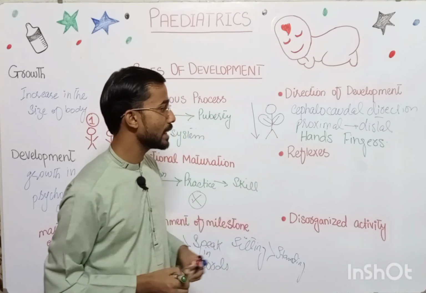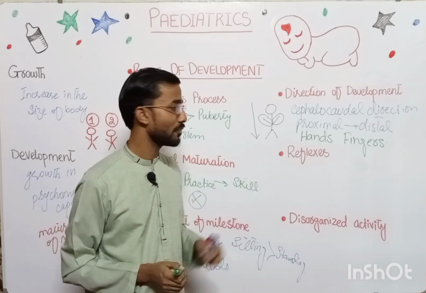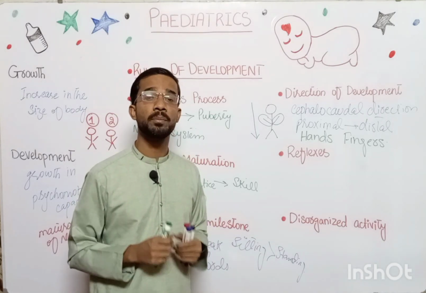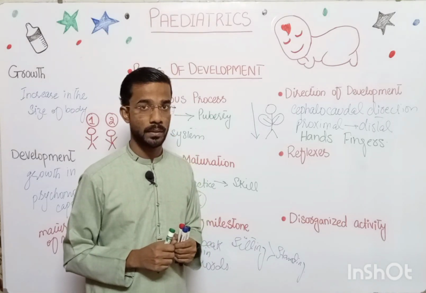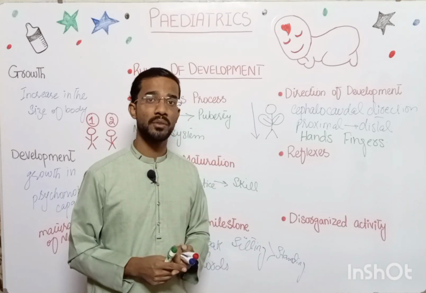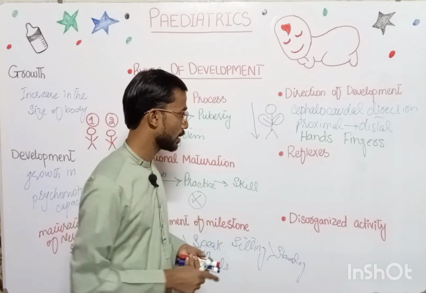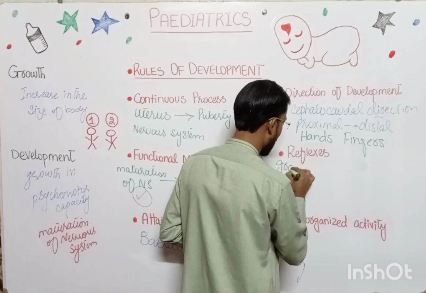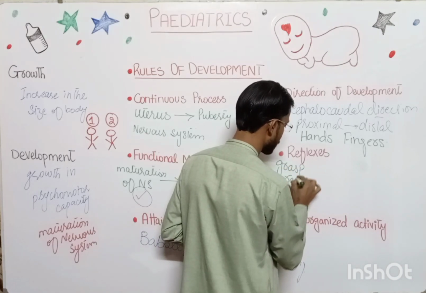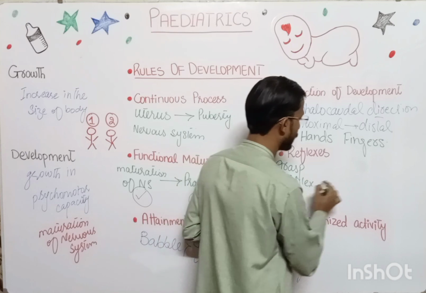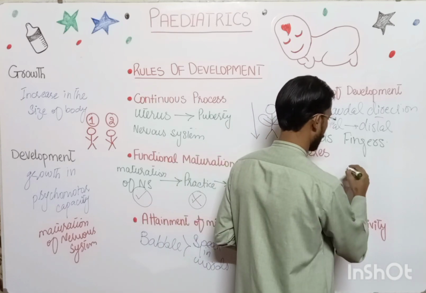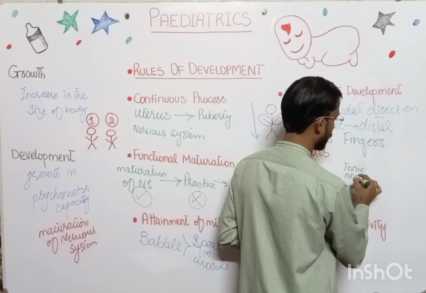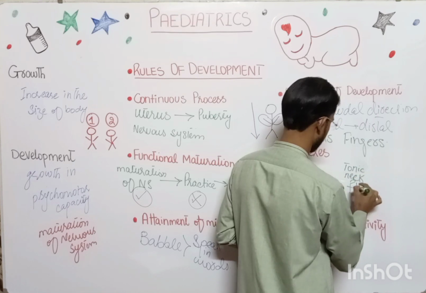Next one is the reflexes. Some reflexes have to be lost to check whether the nervous system matured properly or not. There are two reflexes: grasp reflex and tonic neck reflex.